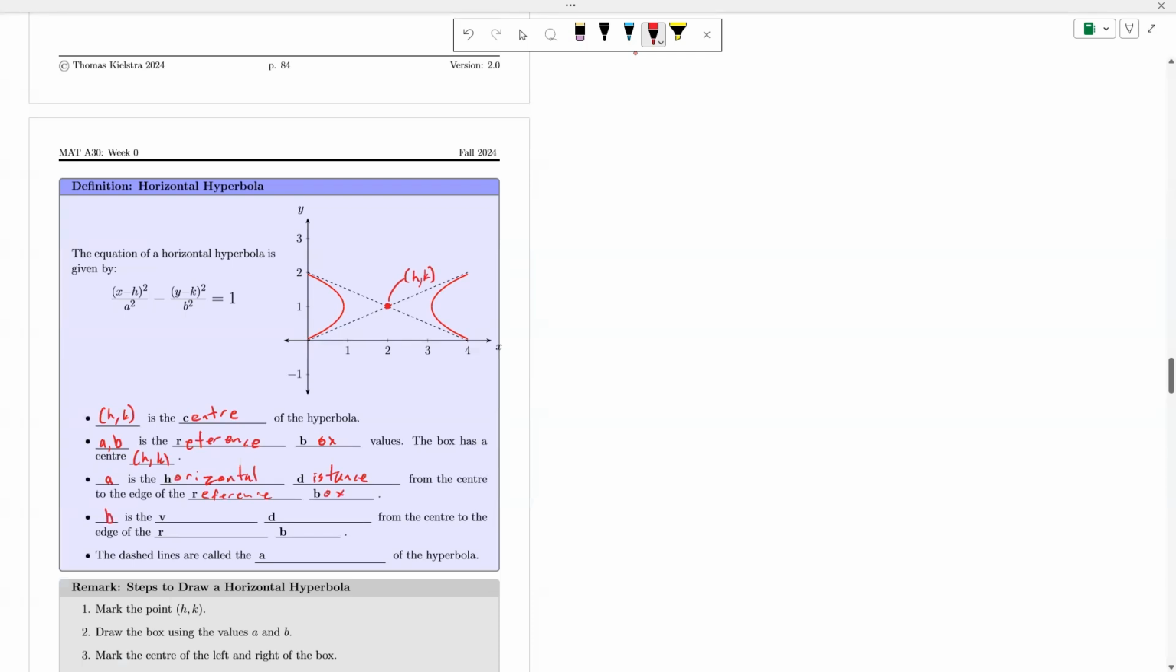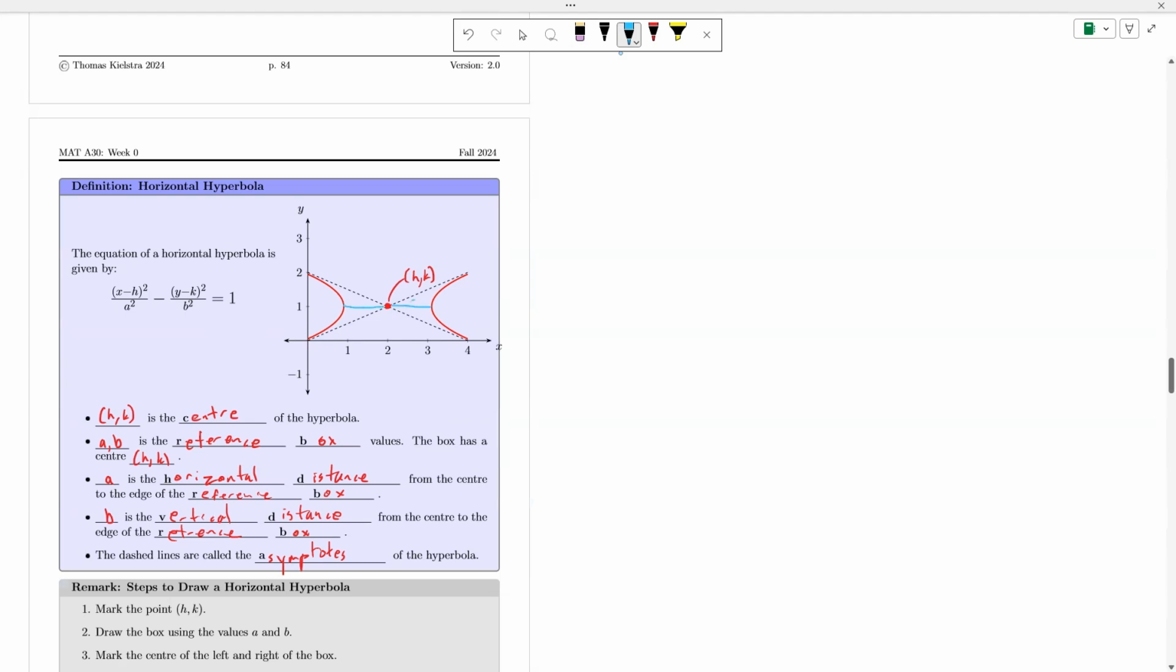And B is the vertical distance from the center to the edge of the reference box. The dashed lines are called the asymptotes of the hyperbola. Now, if we take this, we can go from the edge in.